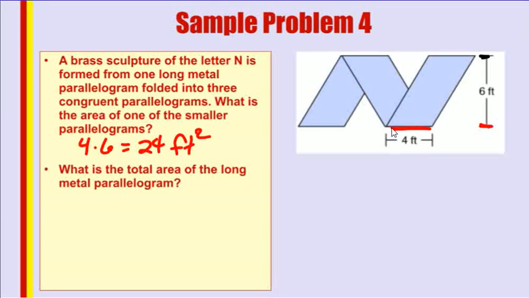What is the total area of the long metal parallelogram? So if this one is 24, we're going to use that. And since we have 3 congruent parallelograms, so that means they're all the same, the dimensions are the same, I can take my area of one of them, multiply by 3, and get the area of the whole thing. So it'd be 72 square feet.